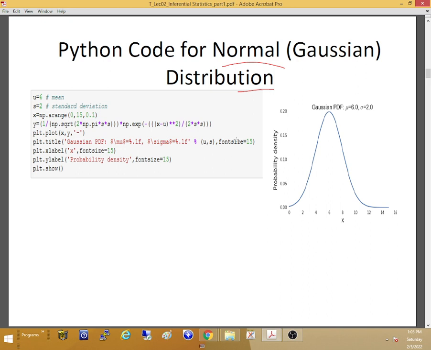Sir, 34% on each side. Okay, I will let you know later why I am saying this. So 34% in each side.